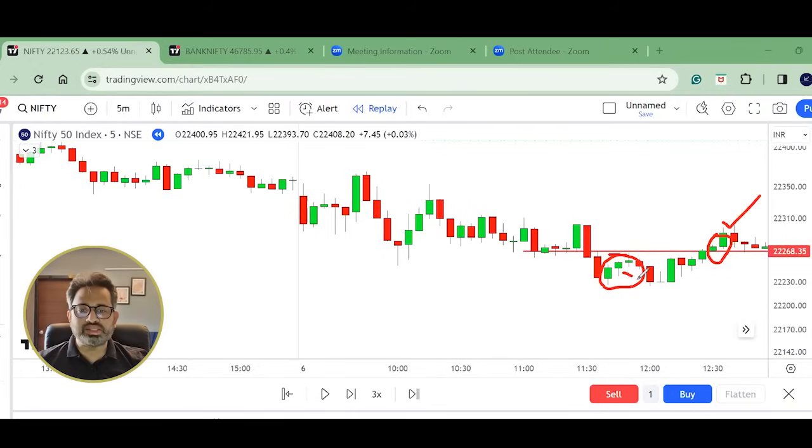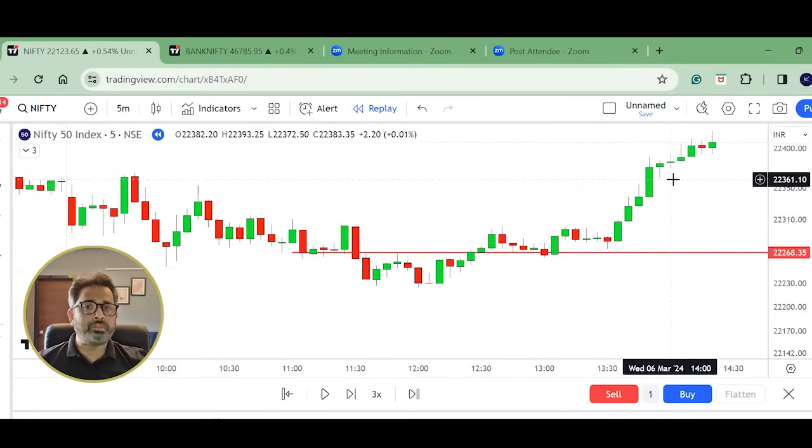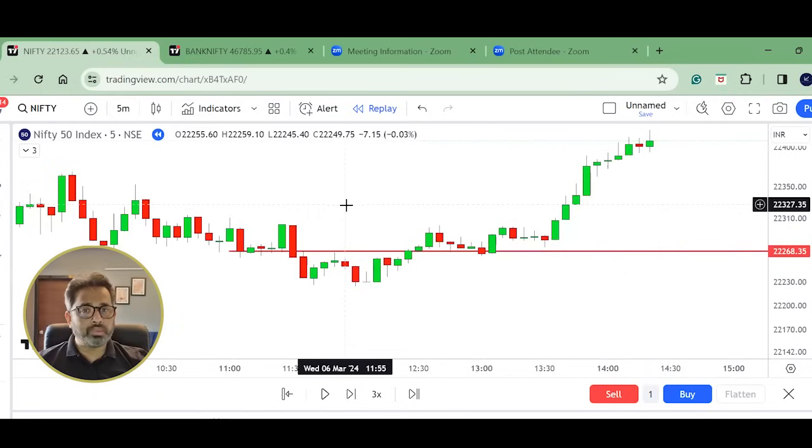Taking a long entry here is low probability. Taking a long entry here is high probability. And after that, you can see that it again came down, took the support near that red line. And after that, the market started going. So now you know whether it really made a fake breakout or not, based on the breakout candle.